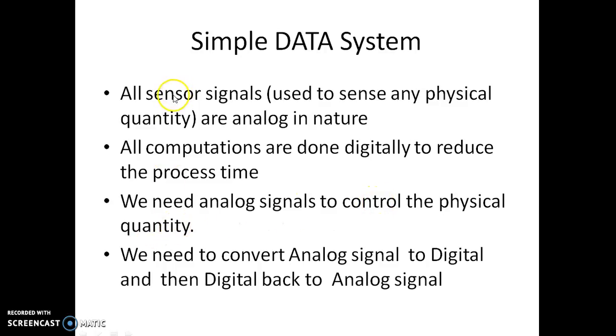You can see that first we had the analog signal, we converted it to digital, and then the digital signal is converted back to an analog signal to control the physical quantity. So we need to convert the analog signal to digital and then the digital signal back to analog. This is a process required in most data systems, where we convert analog to digital and then back from digital to analog.